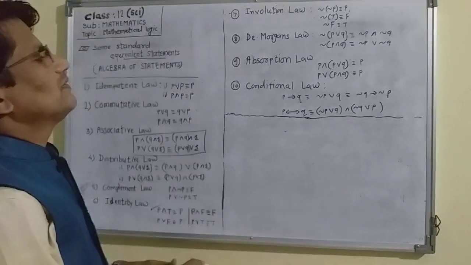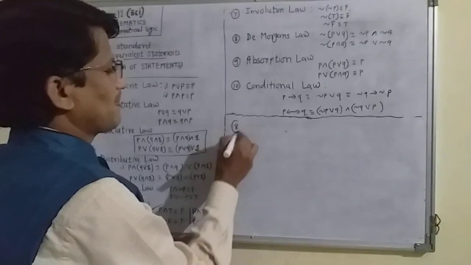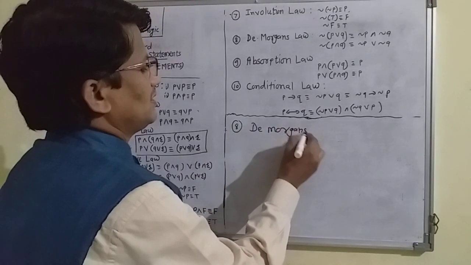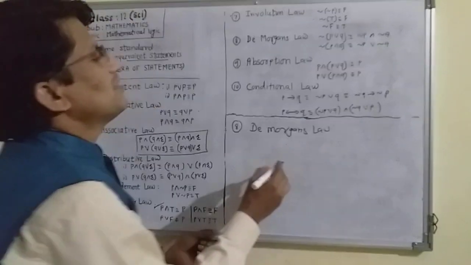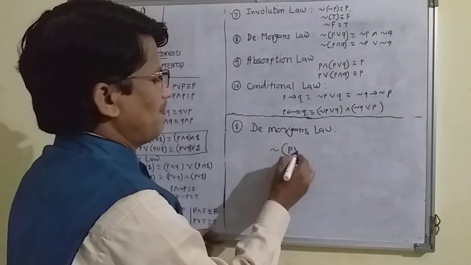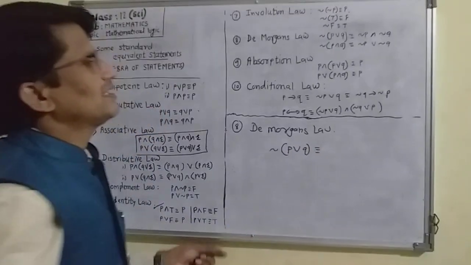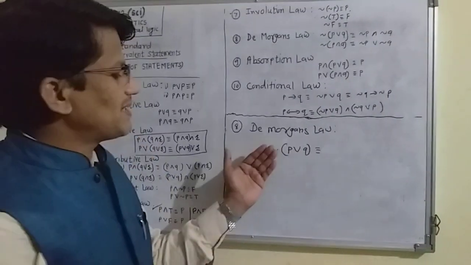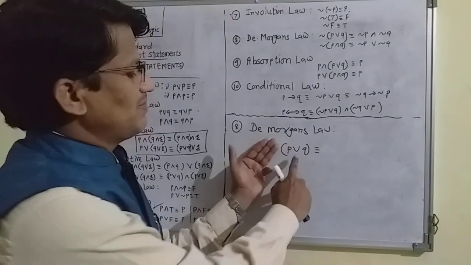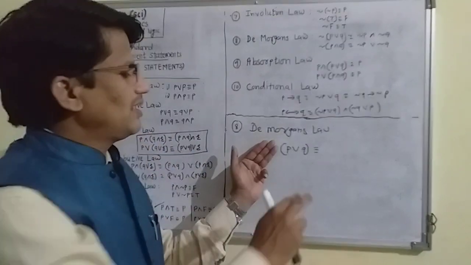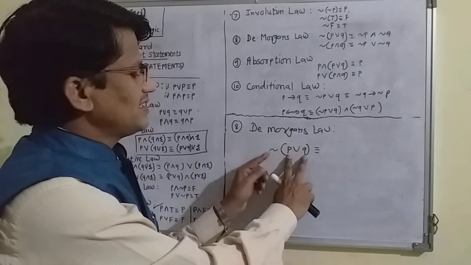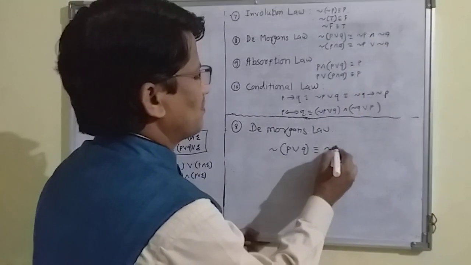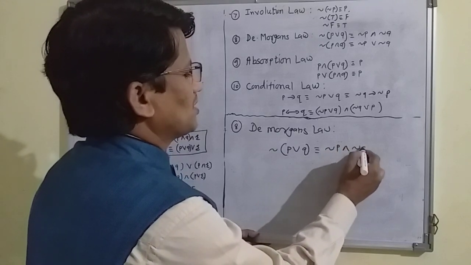Okay, now about De Morgan's law. What is De Morgan's law? Negation of P or Q. See only the bracket. What does the bracket say? P or Q is a disjunction, and outside this bracket there is a negation sign. What is the result? Negation of P and negation of Q.